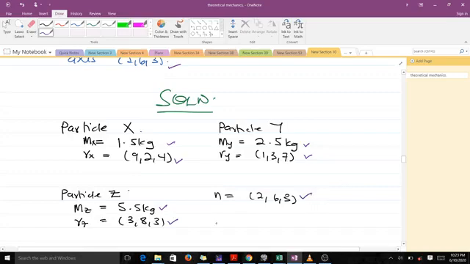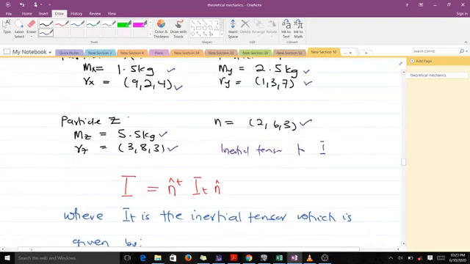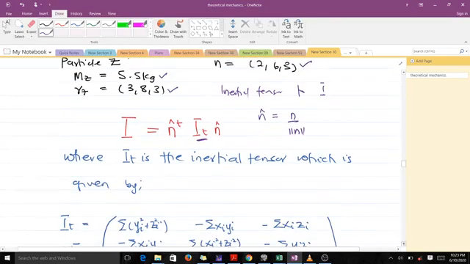Alright. So we have to use the inertial tensor to find the moment of inertia I. So in terms of the inertial tensor, the moment of inertia I is given by n cap transpose, then I subscript t, then n cap, where n cap in this case is just the unit vector of our axis of rotation. So it's given as n over the magnitude of n.